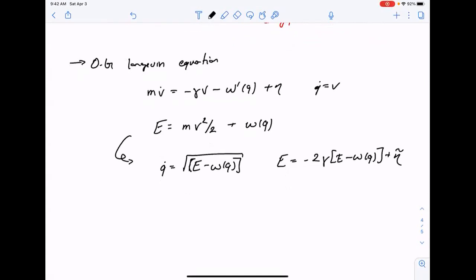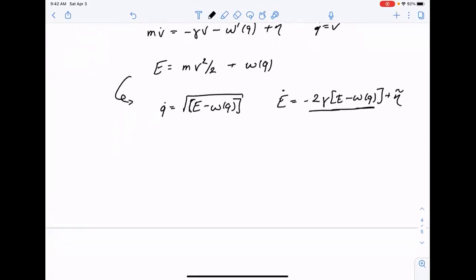whose statistics have to still obey a fluctuation dissipation theorem. If this is the dissipative term, sorry, that's E dot. This is the drift, an effective drift term. Well, sorry, this is the dissipative term. This must mean that eta needs to depend on the value of the energy in order to balance that out correctly.